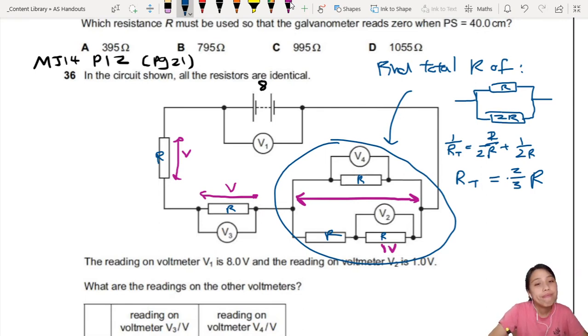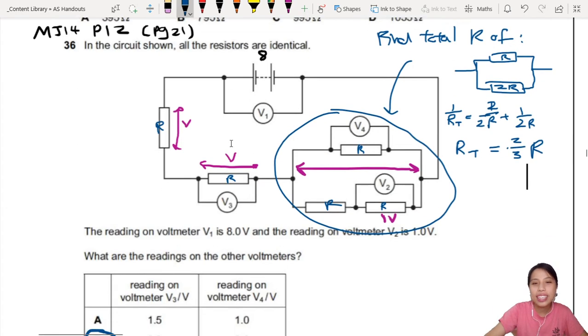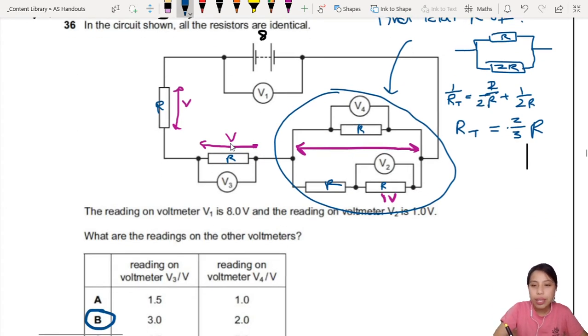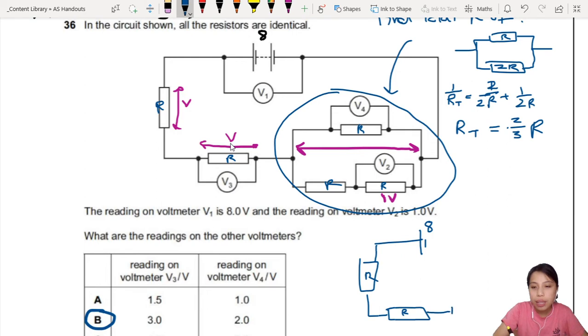Okay. Now we can simplify some more. So the next step is, well, you don't have to do all these steps during exam, as long as you know what you're doing. But I'm doing this now so that you can see what is happening. So you have now a couple of resistors. This one is 2 over 3.